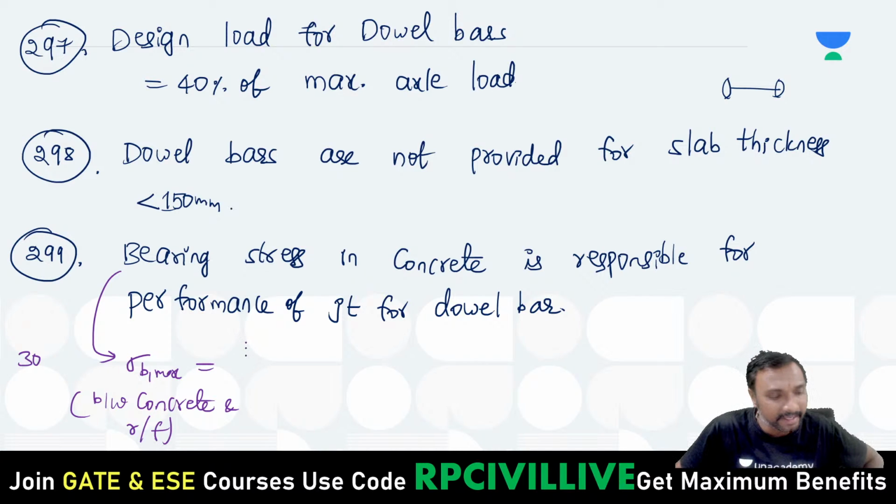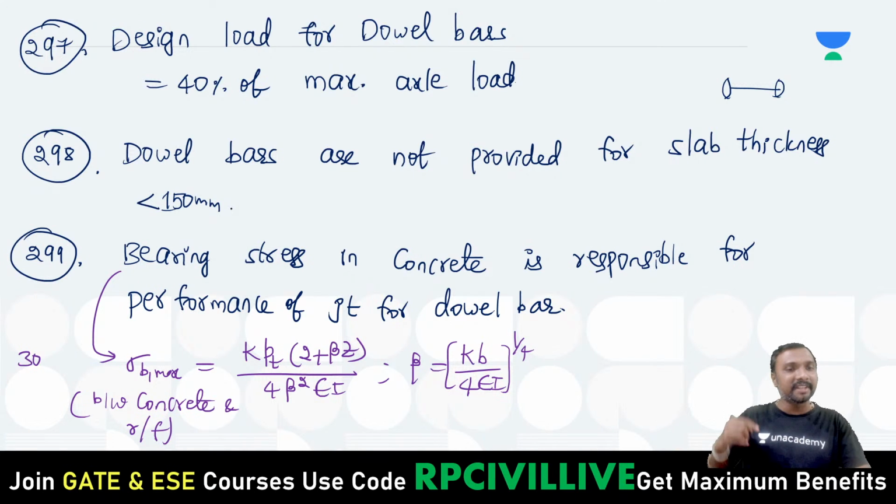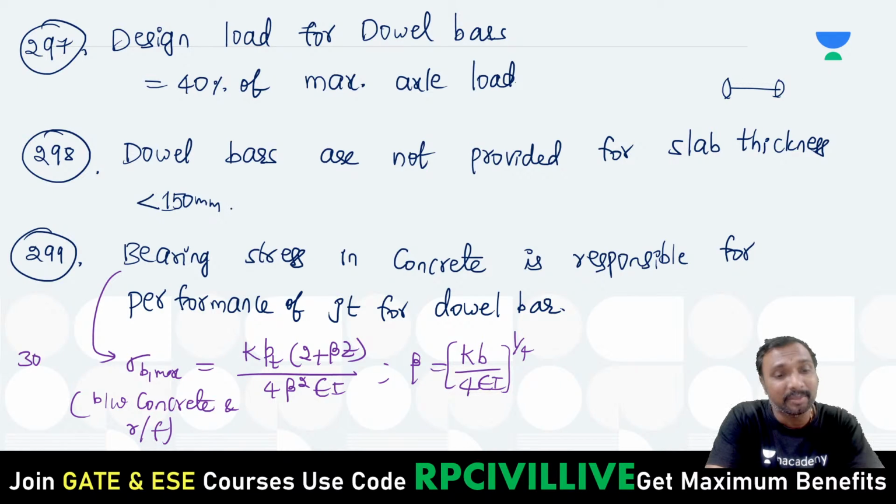It is K into P_T into (2 plus beta Z) divided by 4 beta squared EI. What is that beta? Beta is (K_B divided by 4EI) whole power 1 by 4. This is the expression for the bearing stress present between the concrete and the dowel bar.